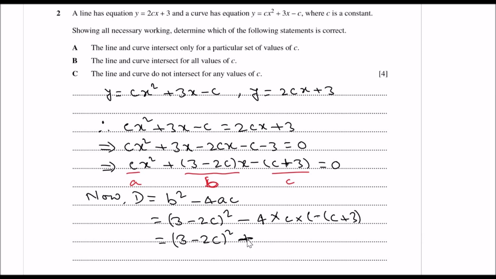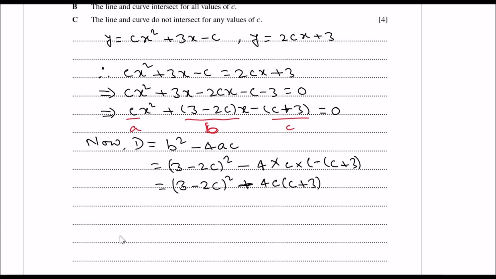Okay, next, so 4c times c plus 3. Let us expand the bracket. So we get 9 minus 12c plus 4c square plus 4c square and plus 12c.